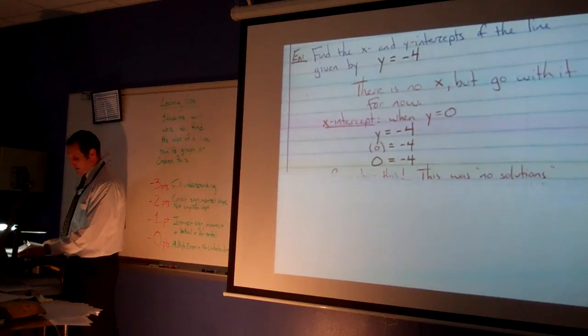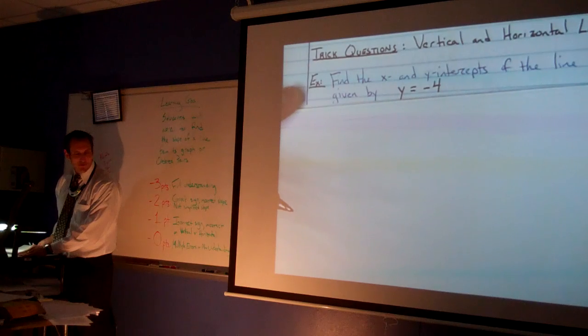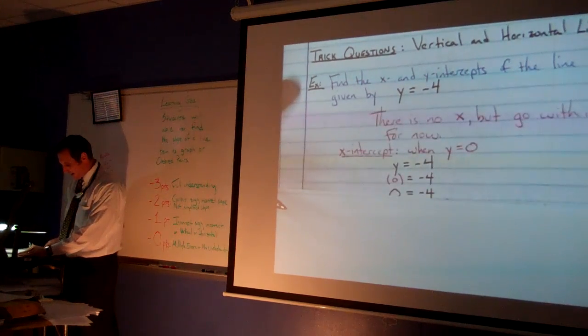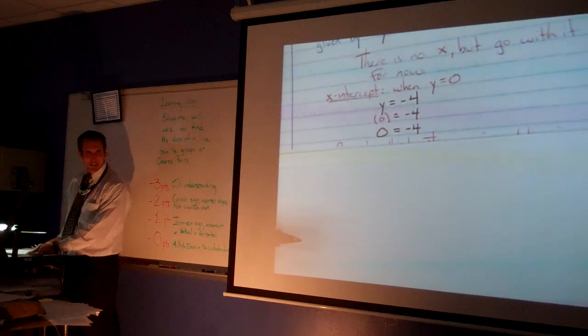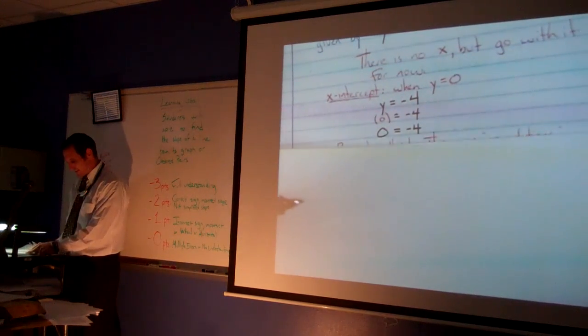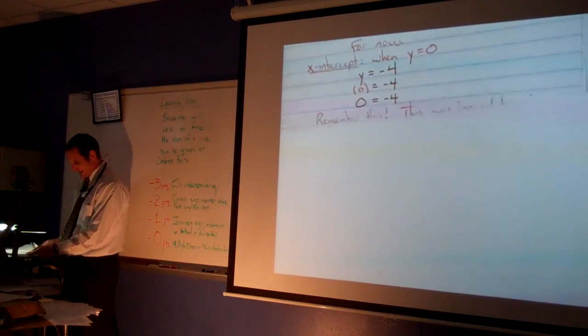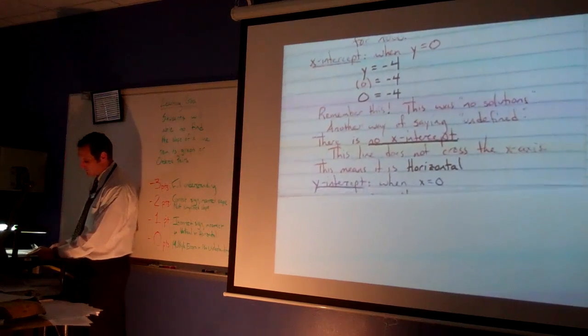So let's refresh. We had the equation y equals negative 4. We substitute 0 for y. 0 equals negative 4. Doesn't make any sense. That means the x-intercept doesn't exist. There is no x-intercept. It's a horizontal line.